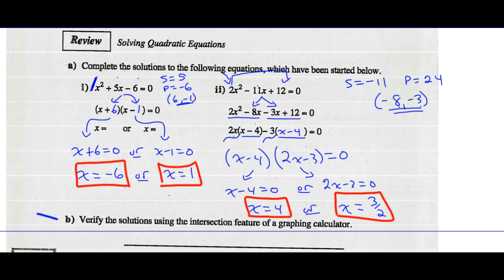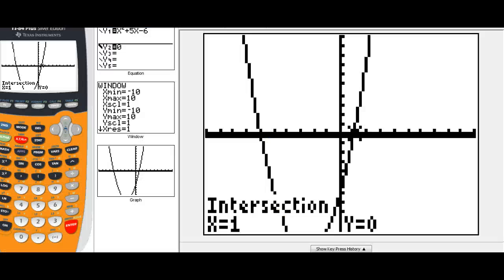Part B says verify the solutions using the intersection feature on our graphing calculator. So what I'm going to do is go to my graphing calculator. If I'm doing this first one, I'm going to let y1 equal the left side of this equation, and I'm going to let y2 equal the right side of this equation. I'm going to find the point of intersection between those two functions. So let's go to our graphing calculator and do that.